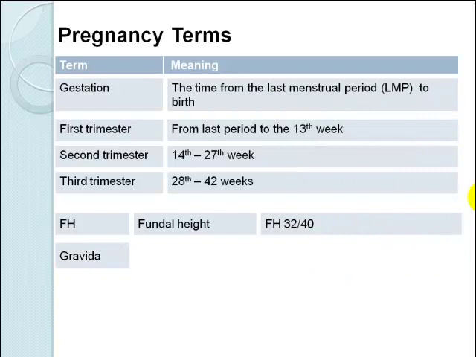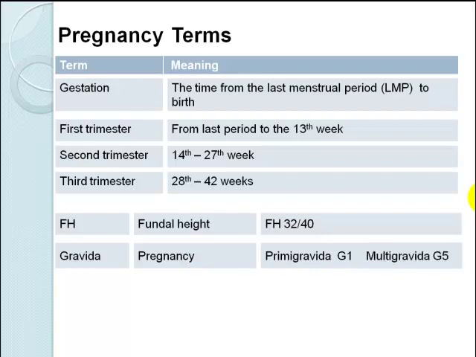Gravida is the term for pregnancy. A person having their first pregnancy would be termed as primigravida. The abbreviated form would be G1 for gravida 1. If you are on your fifth pregnancy, it would be described as G5, gravida 5. Or if you've had more than one pregnancy, the general term is multigravida.